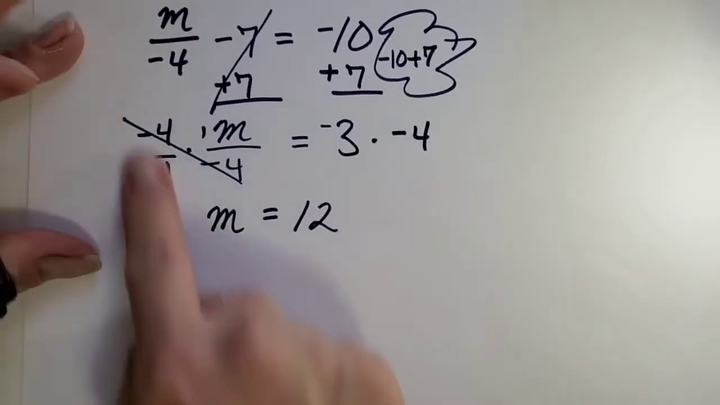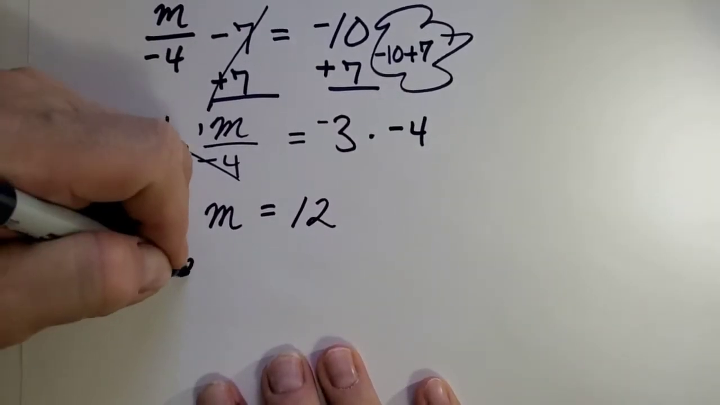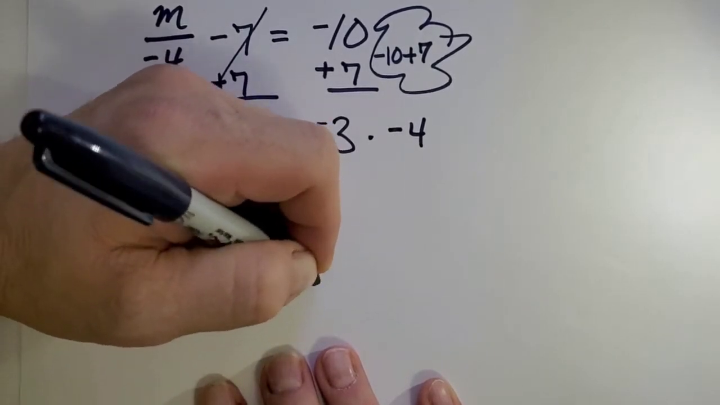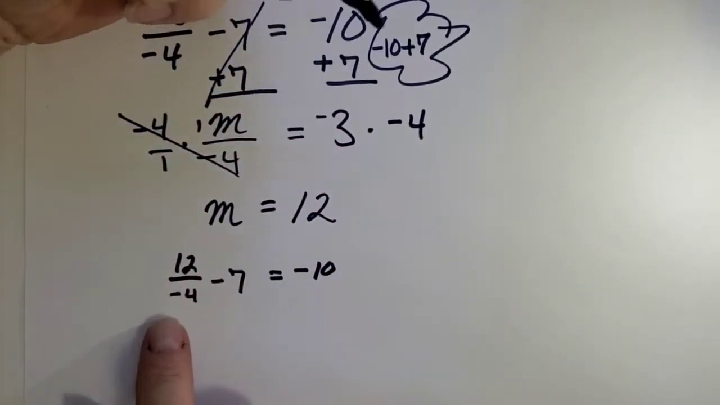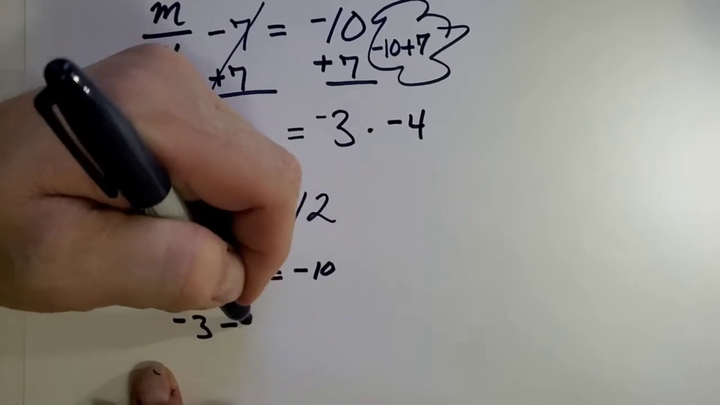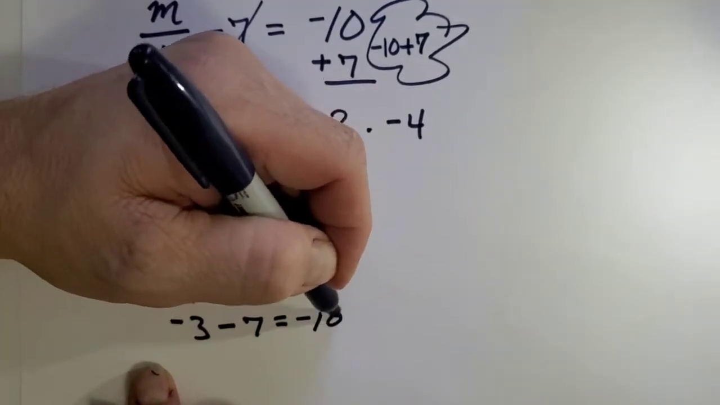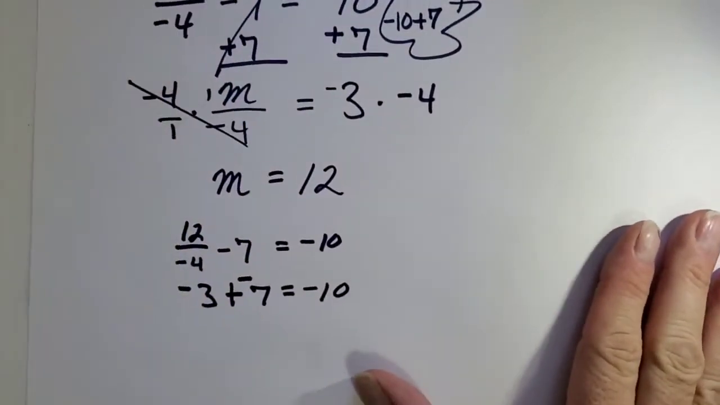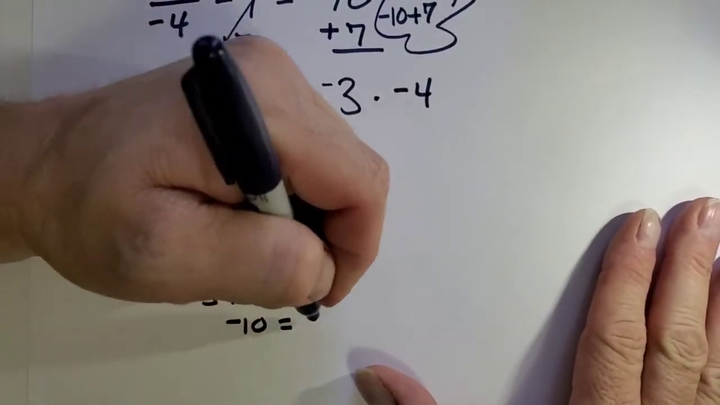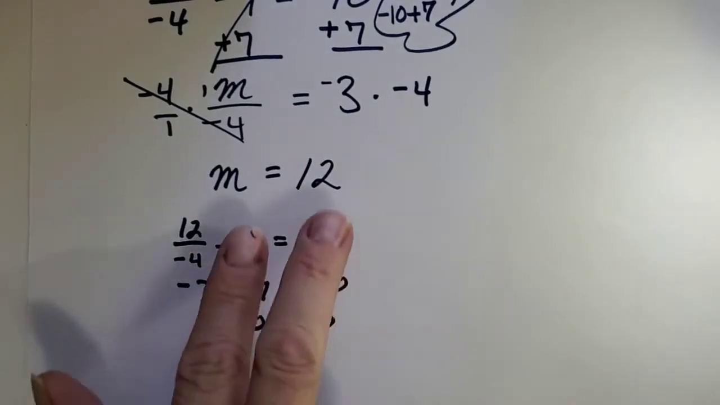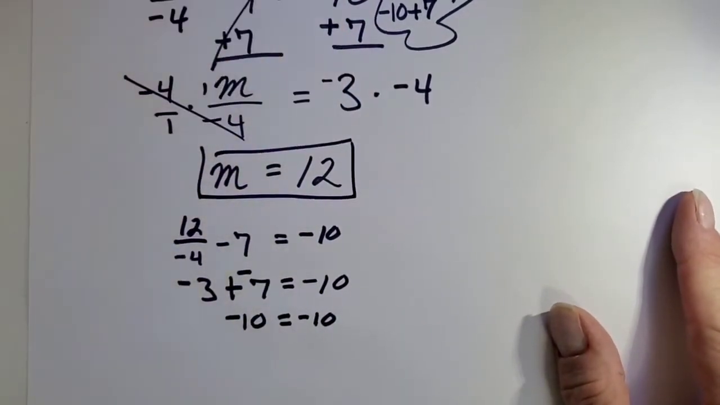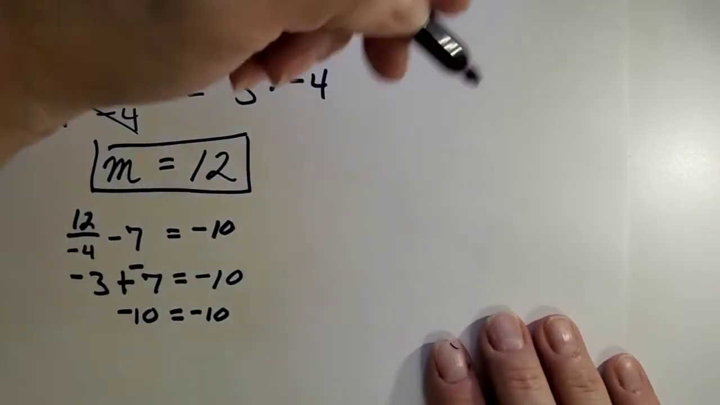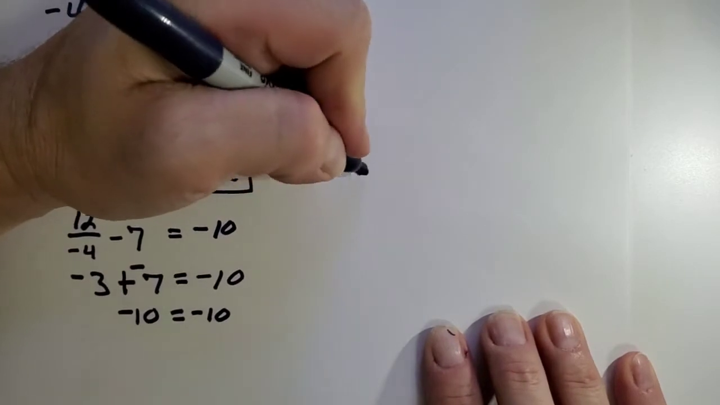Okay? And you could plug that back in. You could check that to make sure that you're not crazy. Well, let's see. 12 divided by negative 4 is negative 3. Does negative 3 minus 7 equal negative 10? Yes, it does. So that means because your answer makes it true, then your answer is good. It works. It's accurate. Okay? Good. I'll throw one more out there for you.